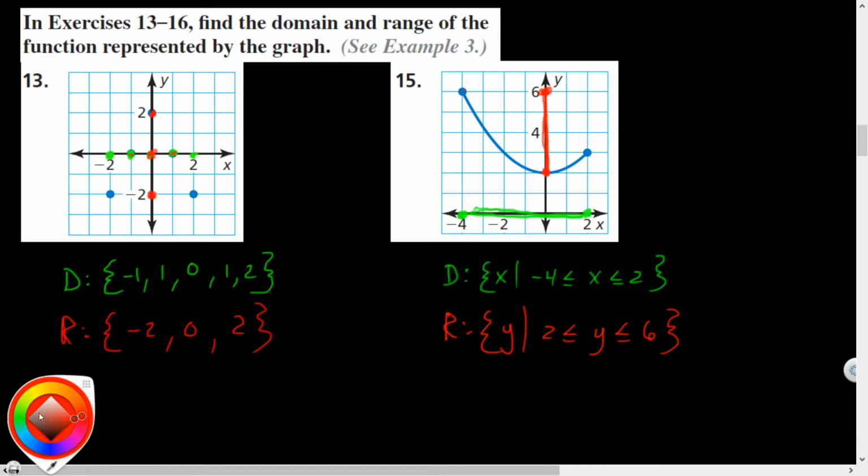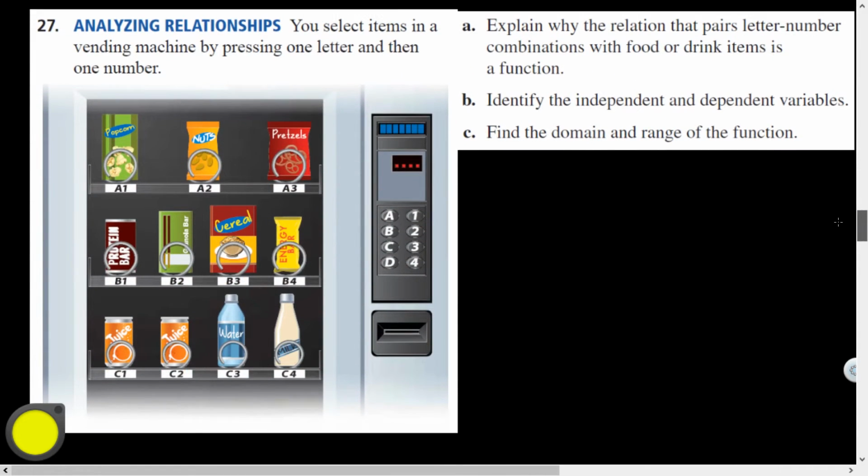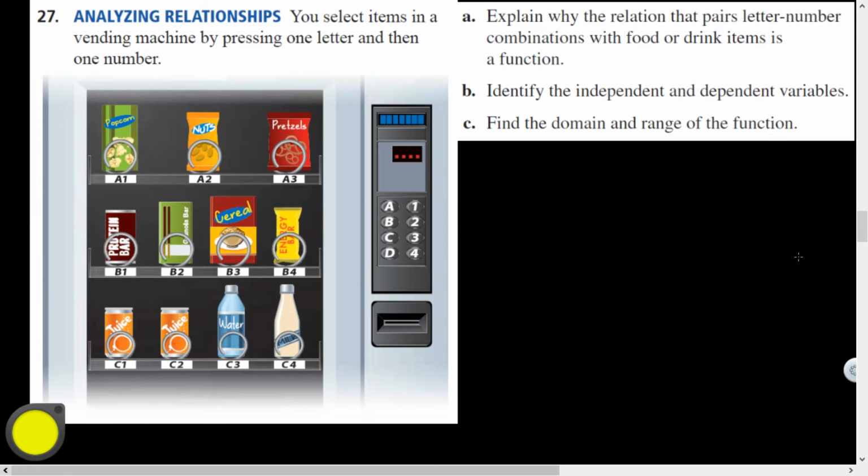That was a good problem. I like that one. Also, we'll talk about this one today. Actually, neither of these would be what we'll talk about today, linear functions. Oh, here we go. Vending machines. Feed me, robot. I'll feed you money if you feed me food.